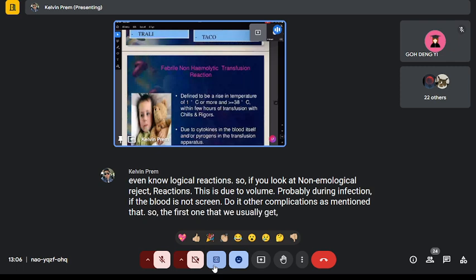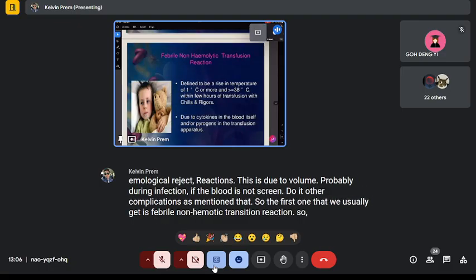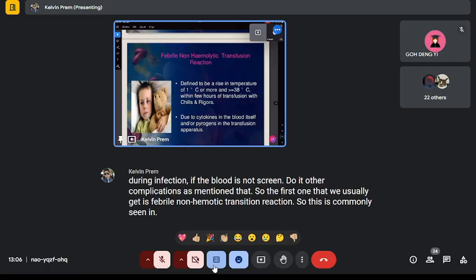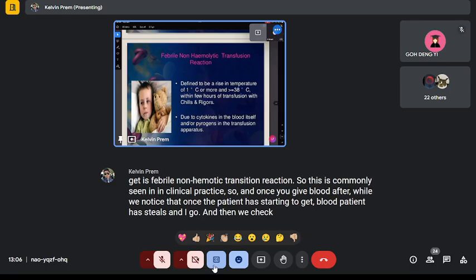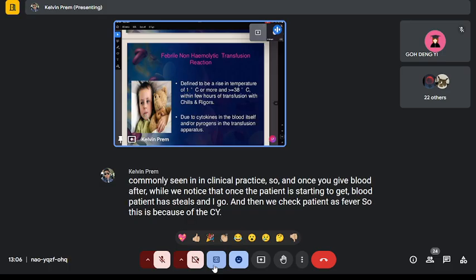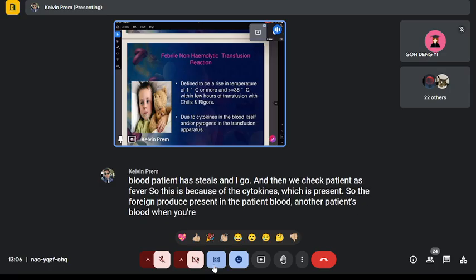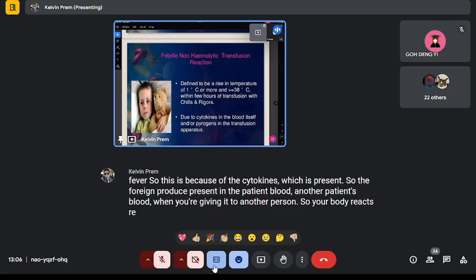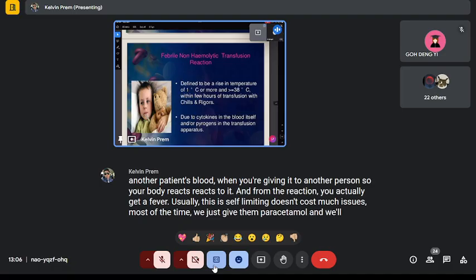The first one that we usually get is febrile non-hemolytic transfusion reaction. This is commonly seen in clinical practice. Once we give blood, after a while we notice the patient has chills and rigors, and then we check and the patient has a fever. This is because of the cytokines present. There's a foreign protein in another patient's blood, and when you give it to a person, the body reacts to it and you get a fever. Usually this is self-limiting and doesn't cause much issue. Most of the time we just give paracetamol and manage accordingly.